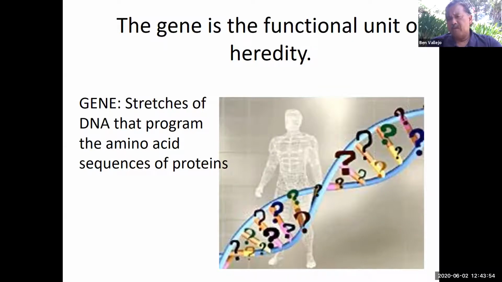So as we pass along characteristics from parents to their offspring, those characteristics are passed along by means of the gene. Remember, the gene is simply a part of the DNA. Stretches of DNA that program the amino acid sequences of proteins. The proteins are the gene products. So what the DNA tells us is what proteins we need to make. So the gene is the functional unit of heredity.